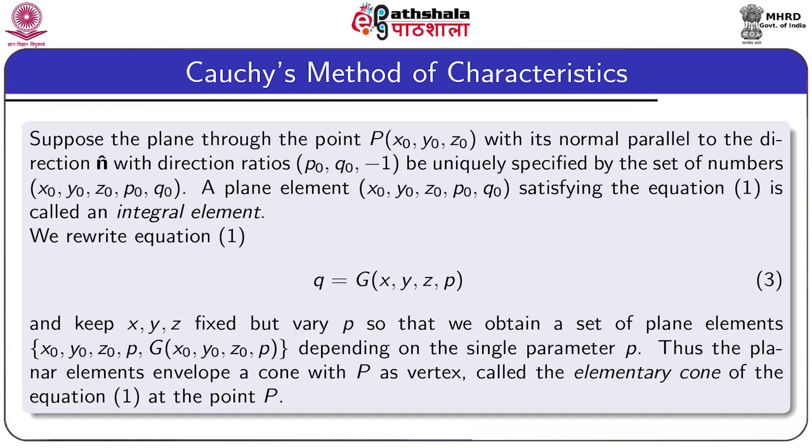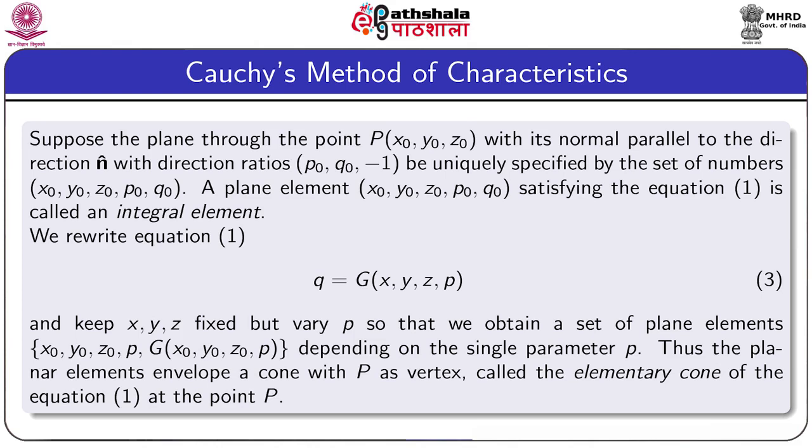Before describing Cauchy's method of characteristics, I will give some definitions of some elementary things. Suppose there is a point P having coordinates x0, y0, z0 and we want to draw a plane through the point P. One can draw an infinite number of planes passing through point P. So, to uniquely specify a plane, we need the direction ratios of the normal to the plane.